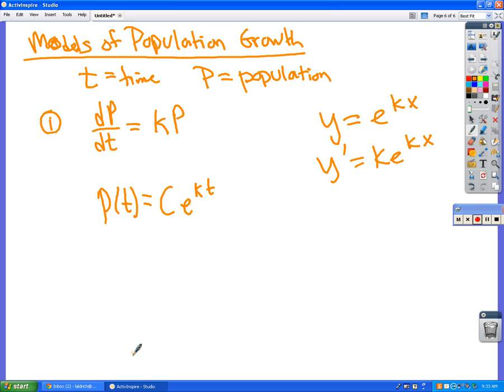Where did the c come from? It's just a constant. Another constant. Yeah, we got a c, we got a k, we got all kinds of things going on there. So that means if we start with this deal right here, if we want to solve that and figure out what the population is at any time t, this is what we come up with. Okay?